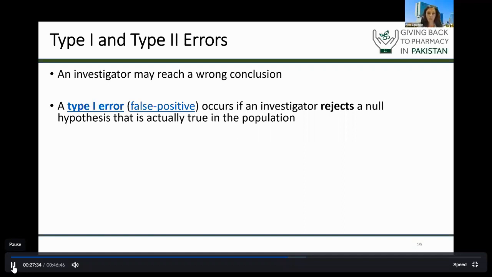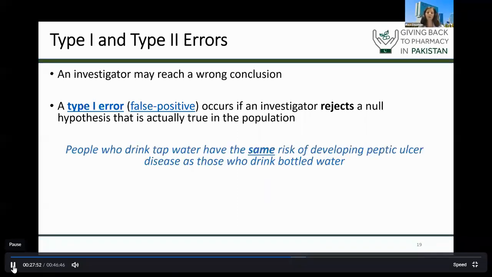errors. So type 1 error, which is a false positive, occurs if you reject the null hypothesis in your research population when it is actually true in the true population. So let's go back to the example. In your research question, your null hypothesis is that people who drink tap water have the same risk of developing peptic ulcer disease as those who drink bottled water or who do not drink tap water. This is your null hypothesis.